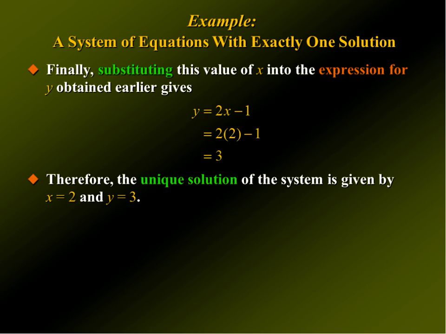A system of equations with exactly one solution. I finally substitute the value of x into the expression for y and obtain the value of y. We get the values of x and y here. Therefore, the unique solution of the system of equations is given by x equals 2 and y equals 3. This is the unique solution.